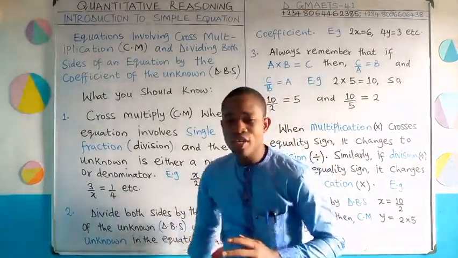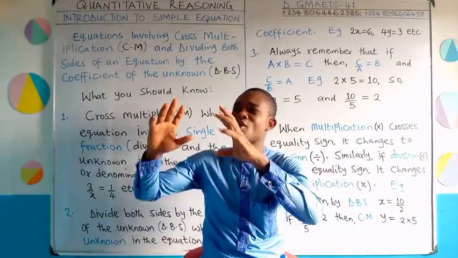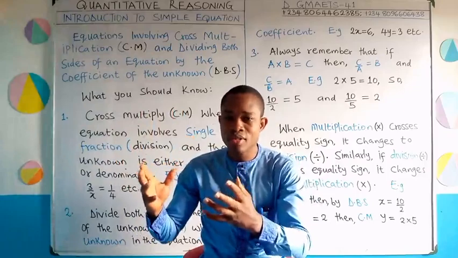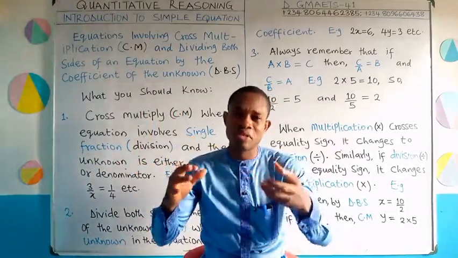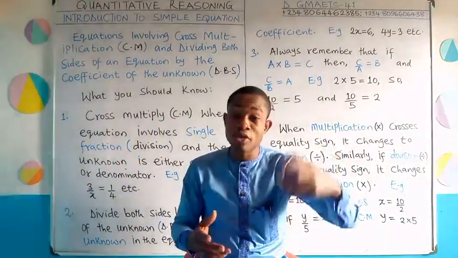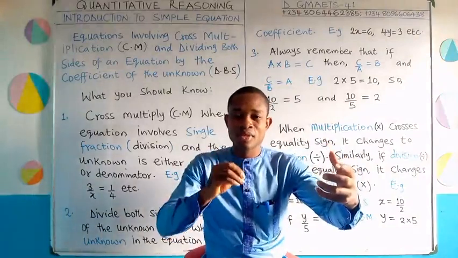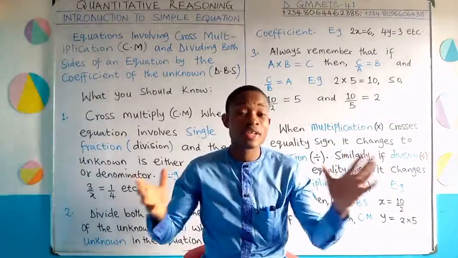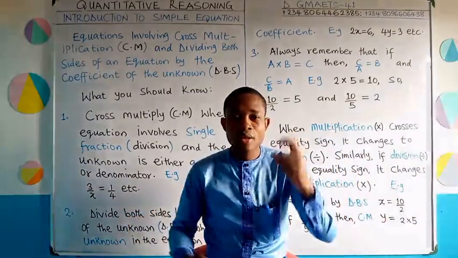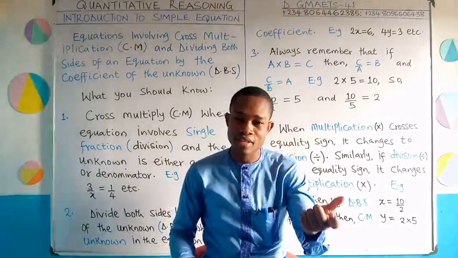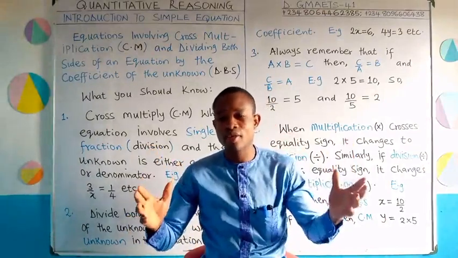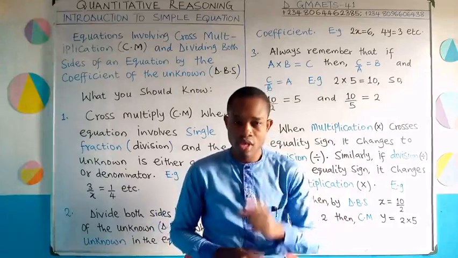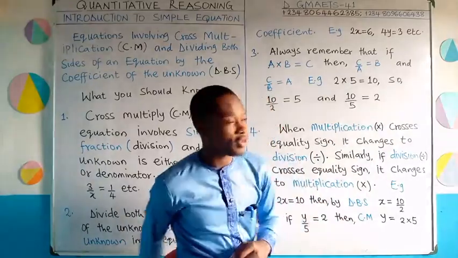So if I give you any equation, let us assume you have a quantitative reasoning problem. Then you read the sample and you notice that what you are looking for, the unknown, will have a number multiplying it. That number is the coefficient. How do you get the unknown in that case? Simply divide both sides of the equation by the coefficient of the unknown. Let us quickly consider some examples we have here on the board.